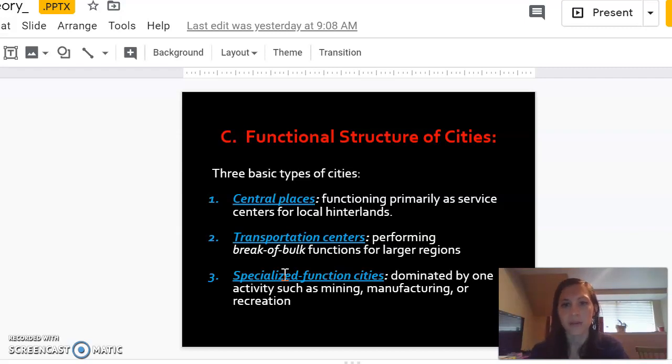They serve as transportation centers. All roads and highways and any type of public transportation will lead to these cities, and usually they have specialized functions. So in the Midwest, we used to have a lot of industries like cars. In states like Idaho and Iowa, you may have cities that are centers for trade of agricultural products like corn and wheat.